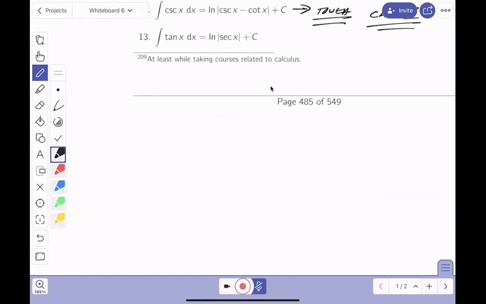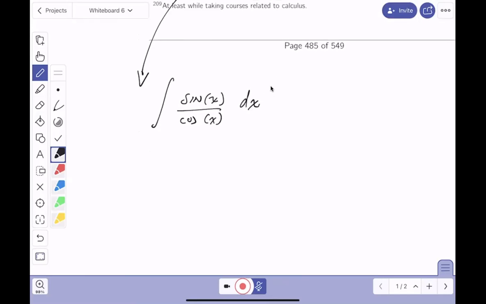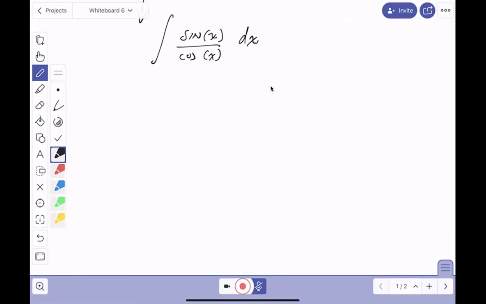Now I'm going to look at tangent x, and I want to introduce the concept of U-substitution for this problem over here. Now granted, this is new. I realize for a lot of students, this is going to be difficult. It's the first step though. So I'm going to write this down. What's tangent? I'm going to write it as sine x over cosine x dx.